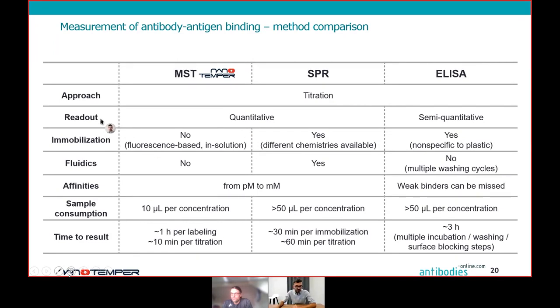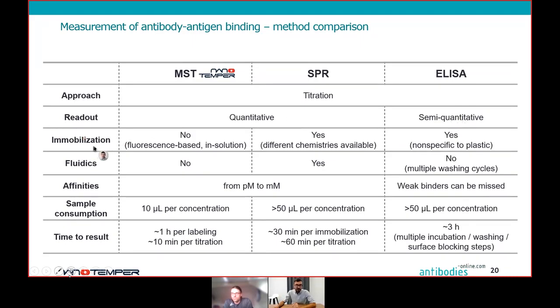Now, the first difference is the readout. The MST technology and also the SPR technology are quantitative methods. This means that you get really a hard number as a result. You get a KD value, and this KD value tells you how strongly these two molecules interact. And you can use this value also to compare different antibodies, for example. ELISA is only a semi-quantitative method, which means you don't get a KD. You can still see if two molecules are interacting, but it's more difficult to compare because of this enzymatic readout at the end.